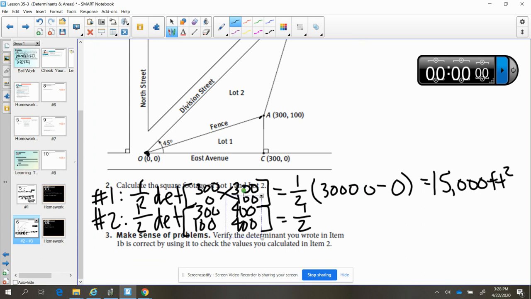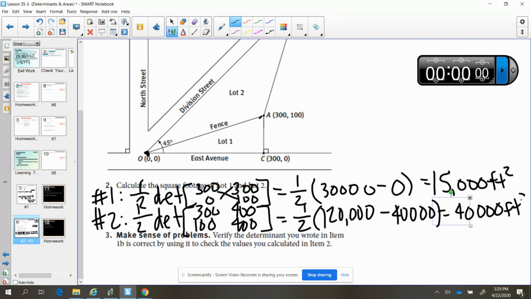So 1/2 of 300 times 400, which is 120,000, minus 400 times 100, which is 40,000. So half of 80,000 is 40,000 square feet.